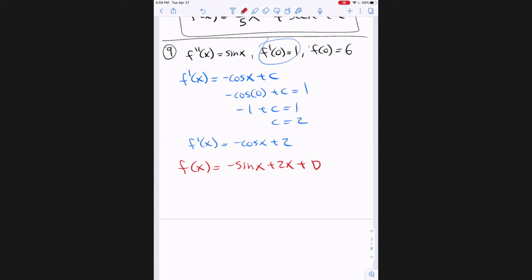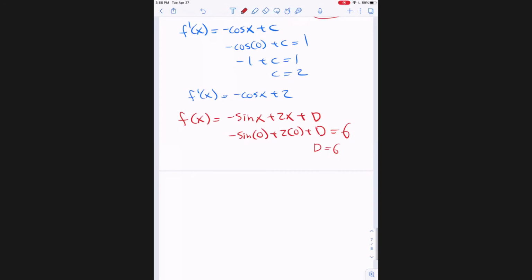So now we're going to use this fact: f of 0 equals 6. If I plug in 0 for x, I should get an output of 6. So this is all 0, so d equals 6. So my final answer is f of x equals negative sine of x plus 2x plus 6.